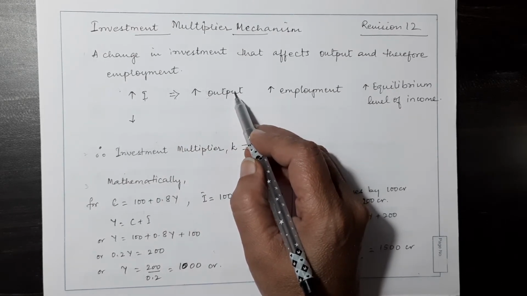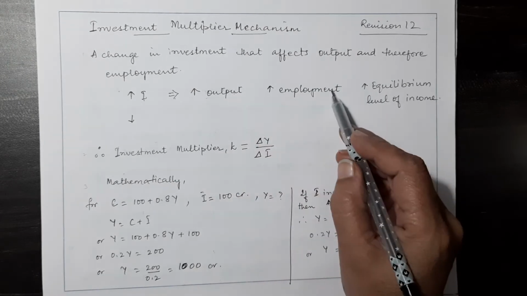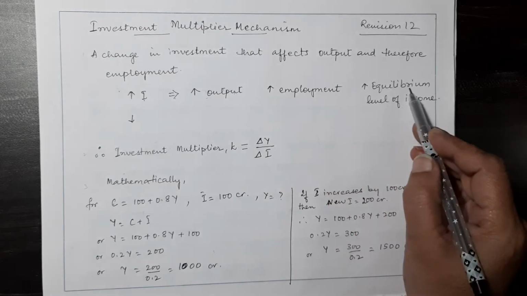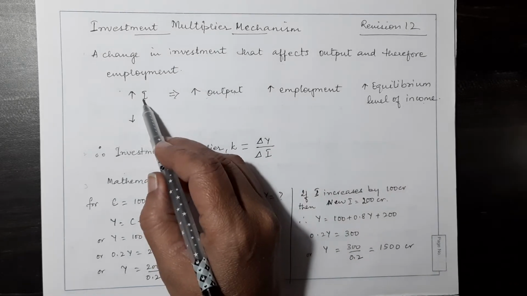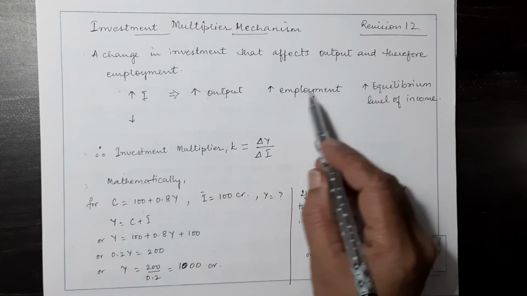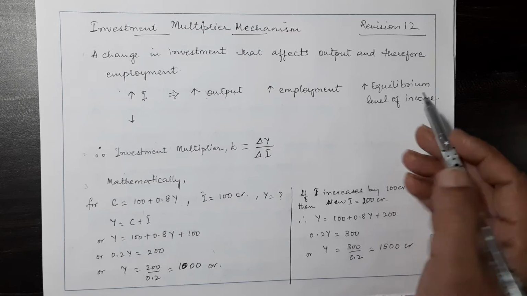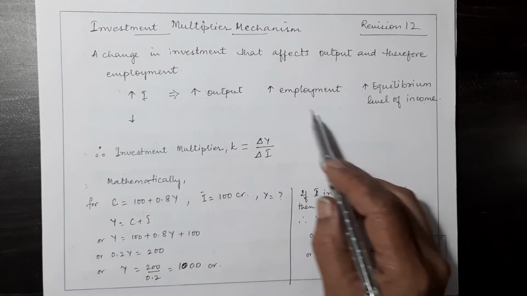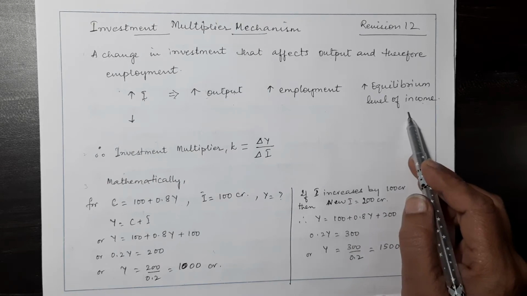And how does this output increase? By increasing the employment. So when we want to increase output, we need to increase employment. So employment also increases. This would increase the equilibrium level of income. So a change in investment would bring about a change in the output, employment, as well as the equilibrium level of income. The reverse, or converse, happens when there is a reduction in the investment. So the investment falls, the output falls, employment decreases, and the equilibrium level of income falls.